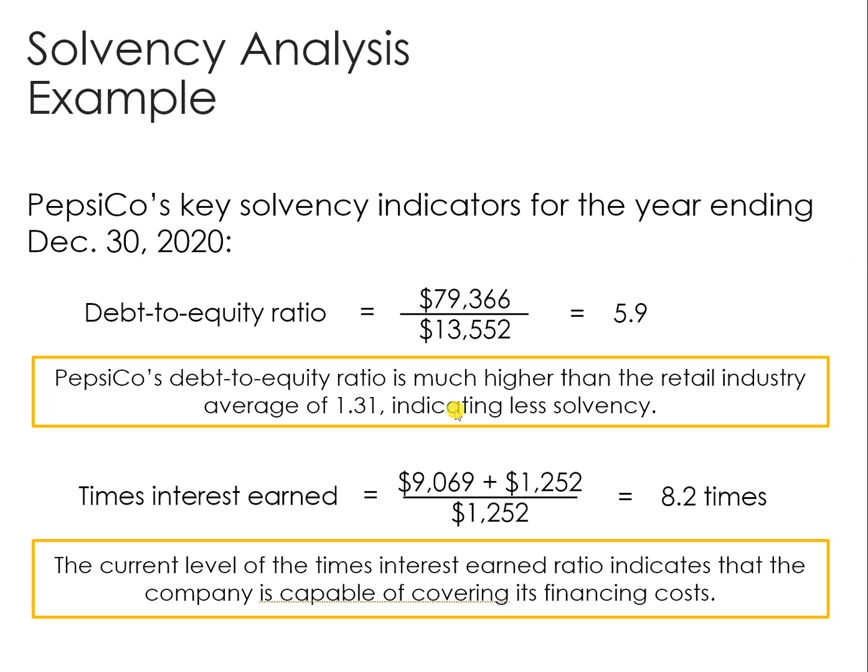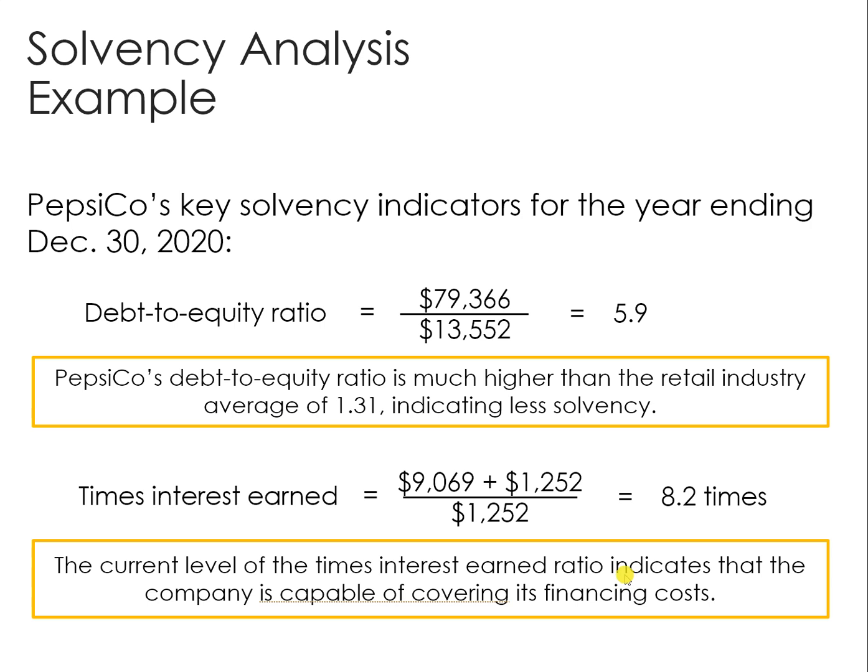So here's a calculation for PepsiCo. PepsiCo has a debt to equity ratio of 5.9, which is much higher than the industry. The retail industry is 1.31. But I think if you want to compare, you need to compare PepsiCo's debt to equity ratio with Coca-Cola's. They are directly comparable. The times interest earned is 8.2 times, which means PepsiCo has enough money to cover its interest payments. It's capable of covering those financial costs.